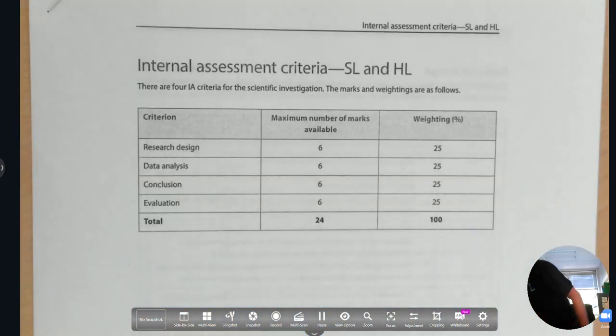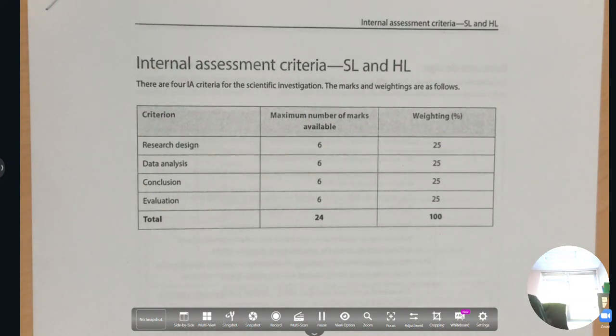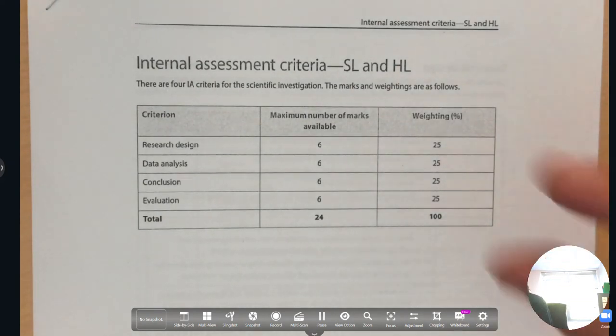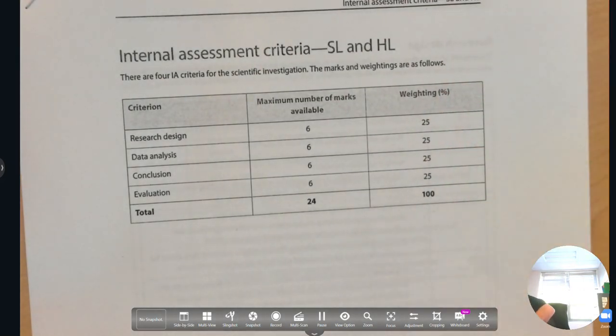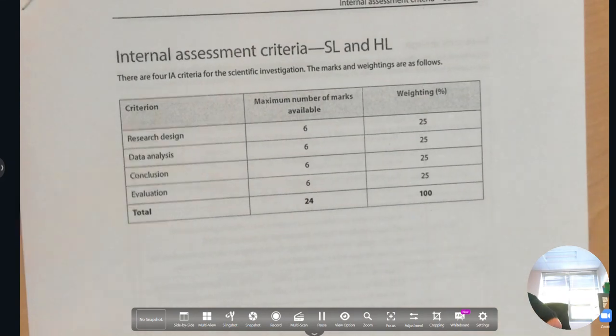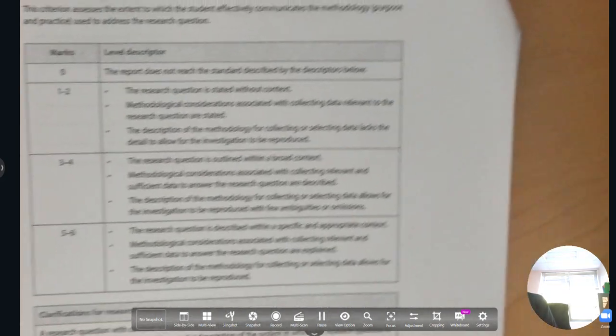All right, so the IA is assessed with 4 different criteria. One is research design, the other is data analysis, and then conclusion and evaluation. Each of these sections will be broken up into its own separate rubric, basically, covering those 6 marks. Each of those is weighted evenly, and they're all worth 6 points. So let's look at what we've got to do for research and design. Okay, I'm recording.